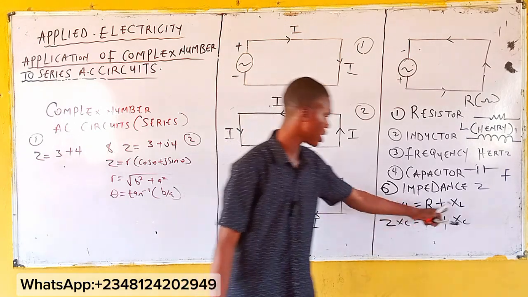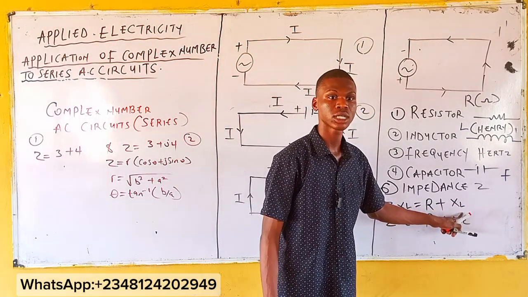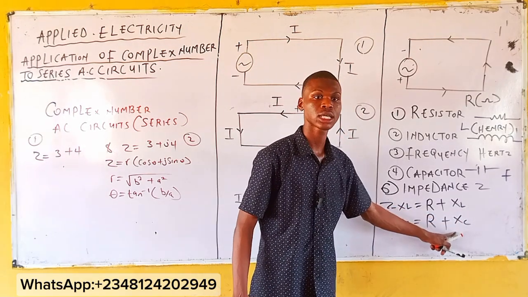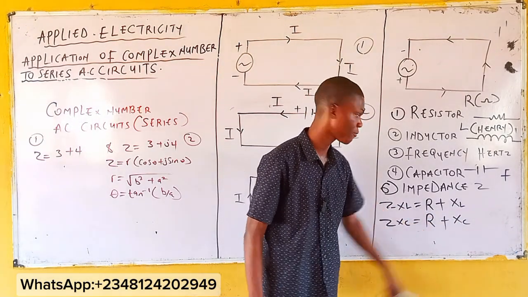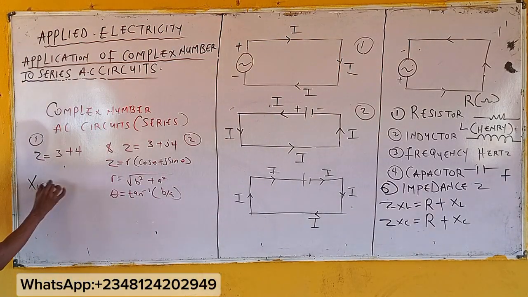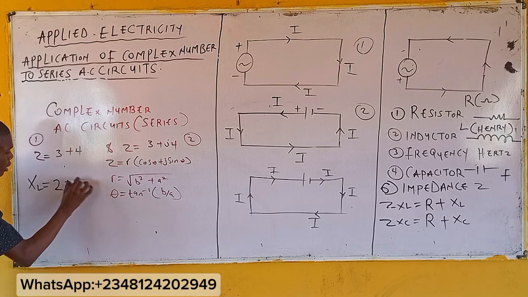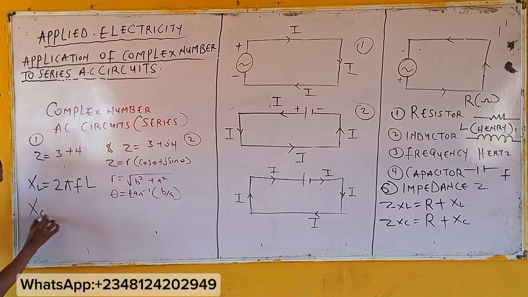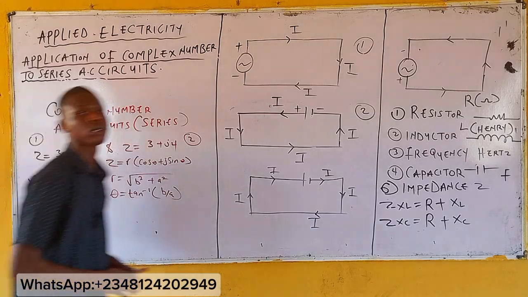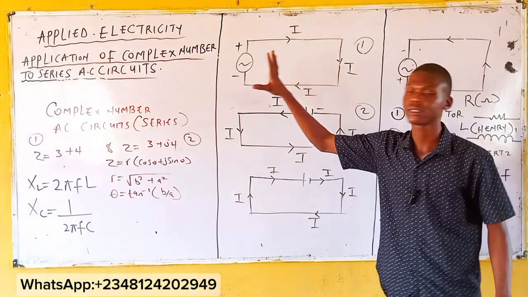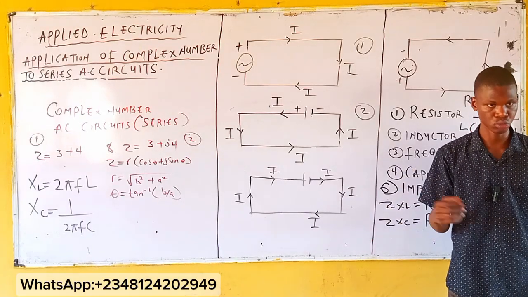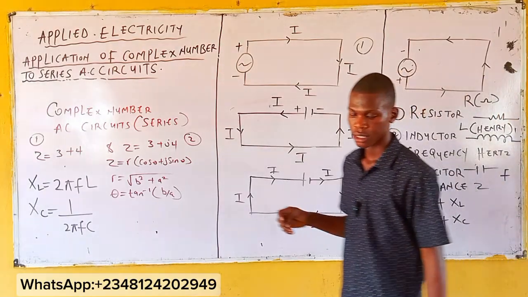By formula, what is XL? XL means inductive reactance. XC means what? Capacitive reactance. Now by formula, take note. What's the formula of XL? 2 pi FL. What's the formula for XC? 1 over 2 pi FC. Alright. So this is what we'll be implementing as far as this subtopic is concerned. By the time you know this, you are good to go.